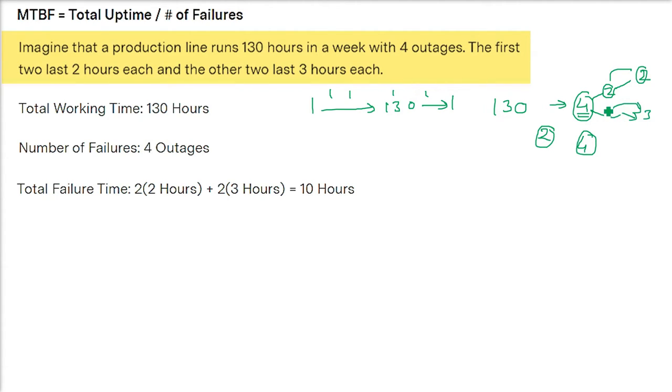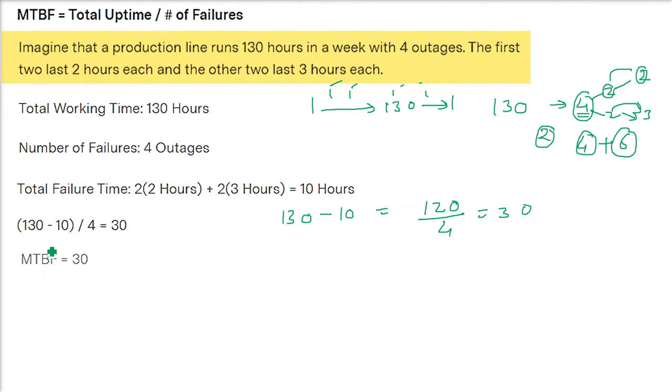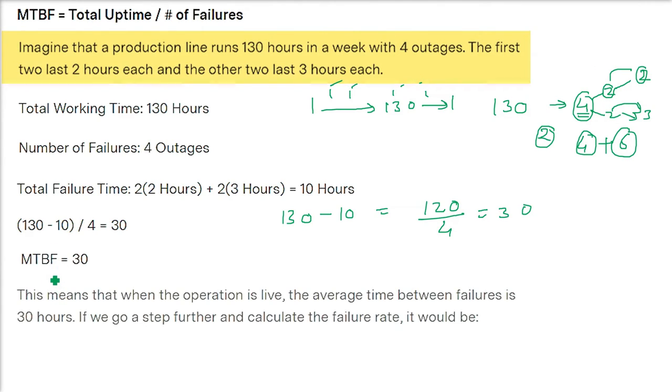So this 10 has to be subtracted from 130, as I showed you in the actual formula. So from 130, you have to separate out these 10 hours. So that will be 120, and this is the total uptime. And how many failures are there? You have to divide it by 4, so that the MTBF is 30. This means that when the operation is live, the average time between the failures is 30 hours.